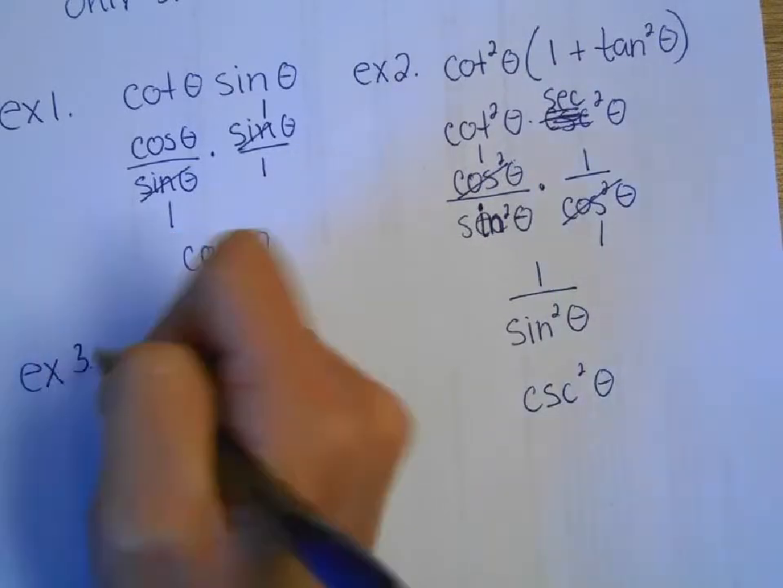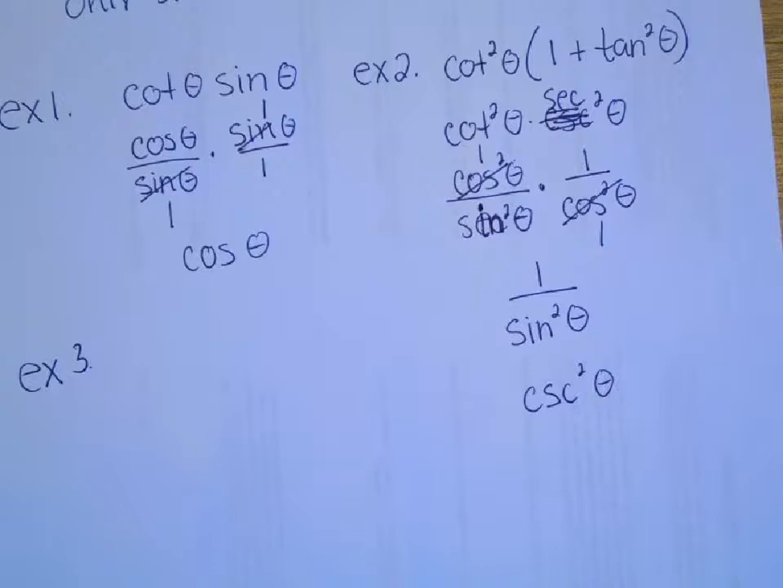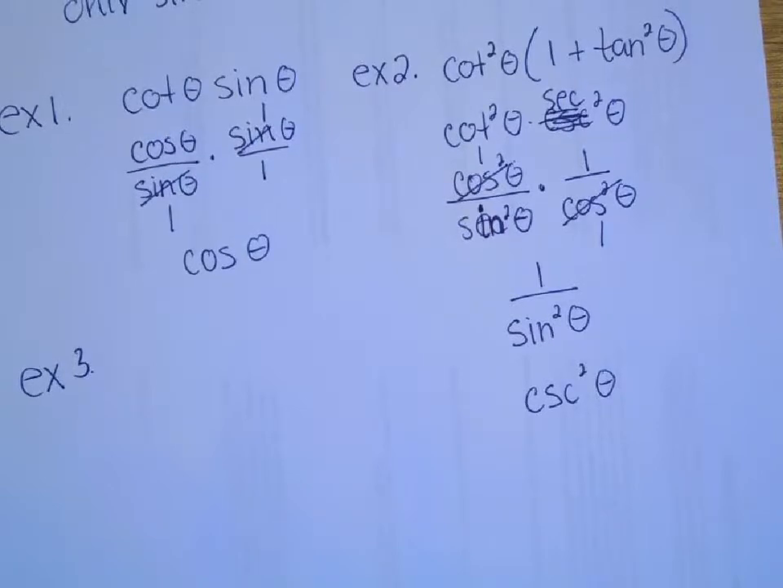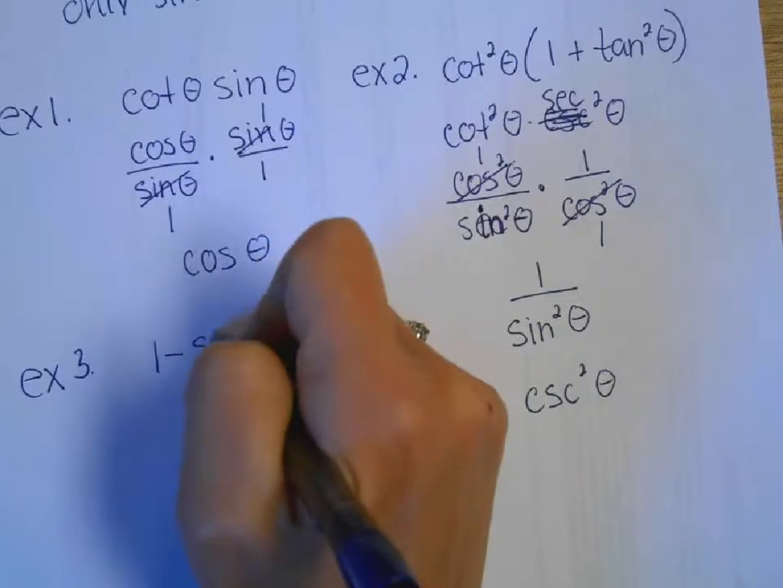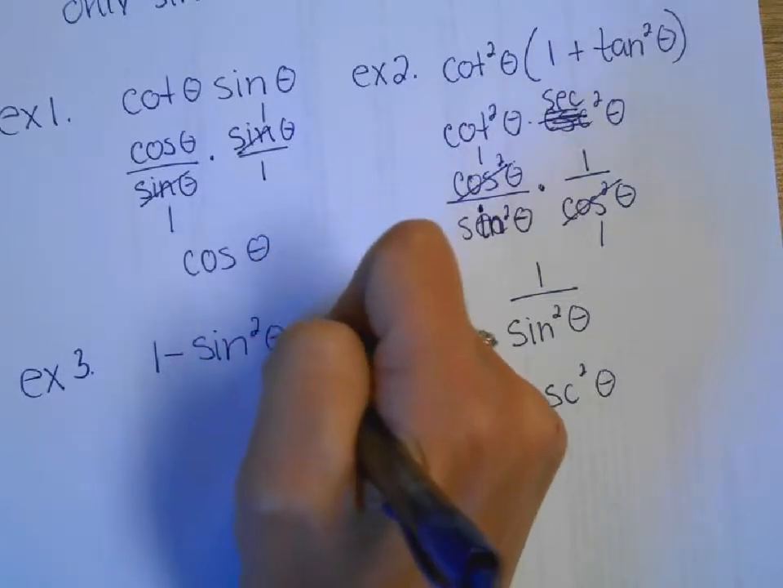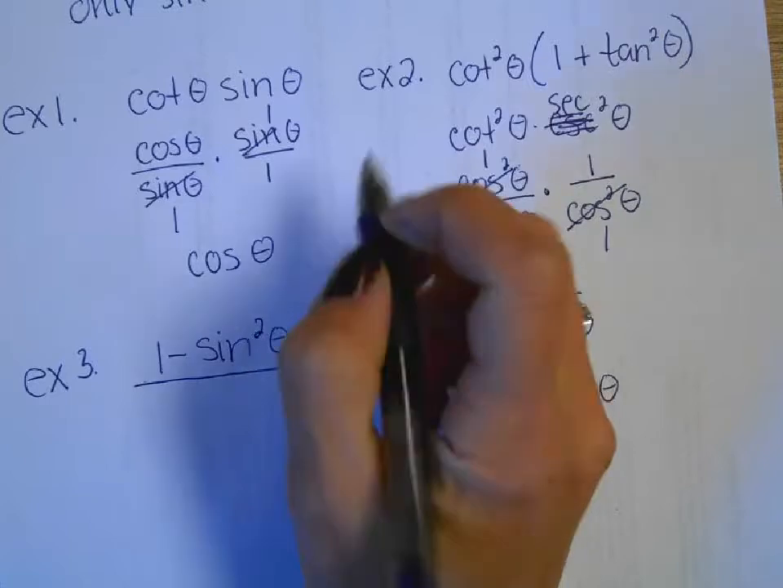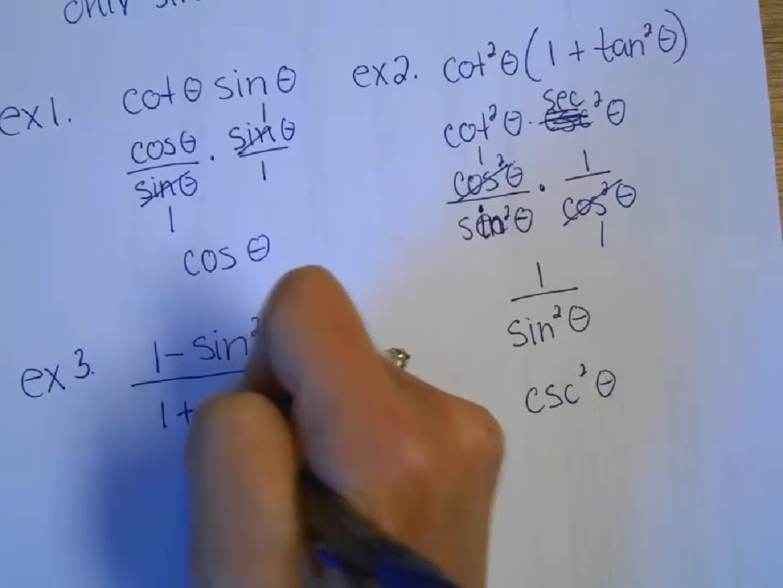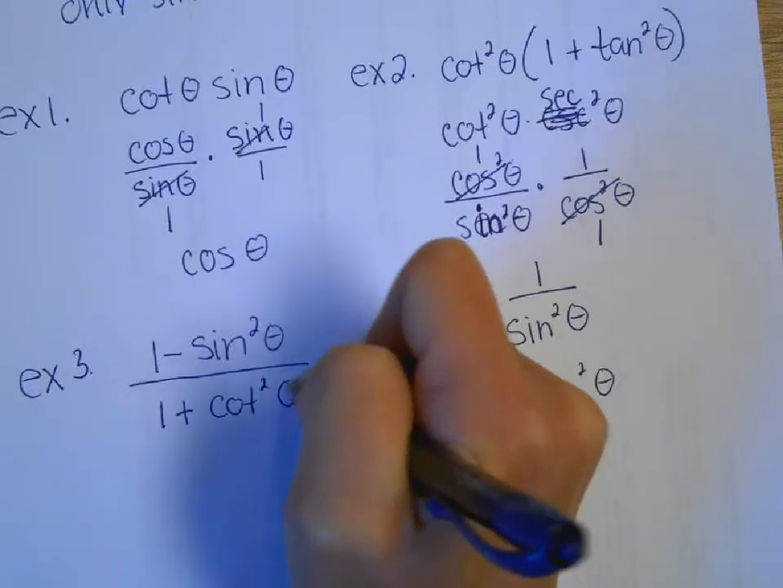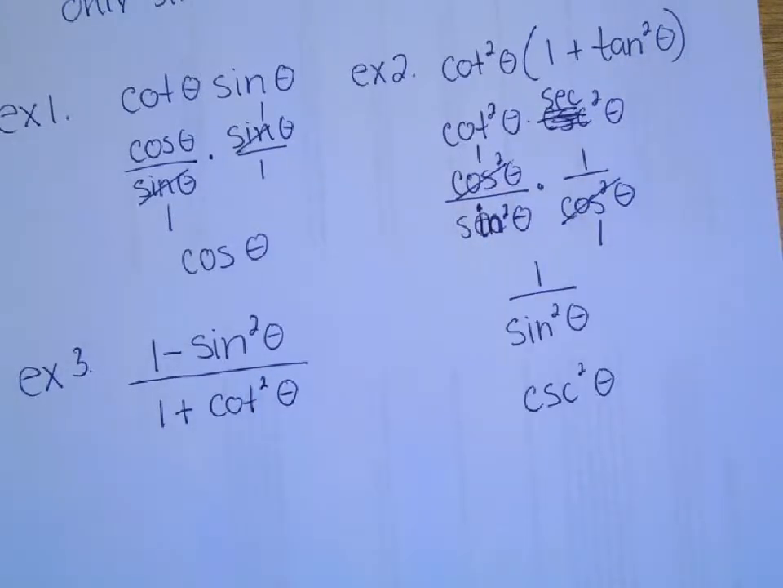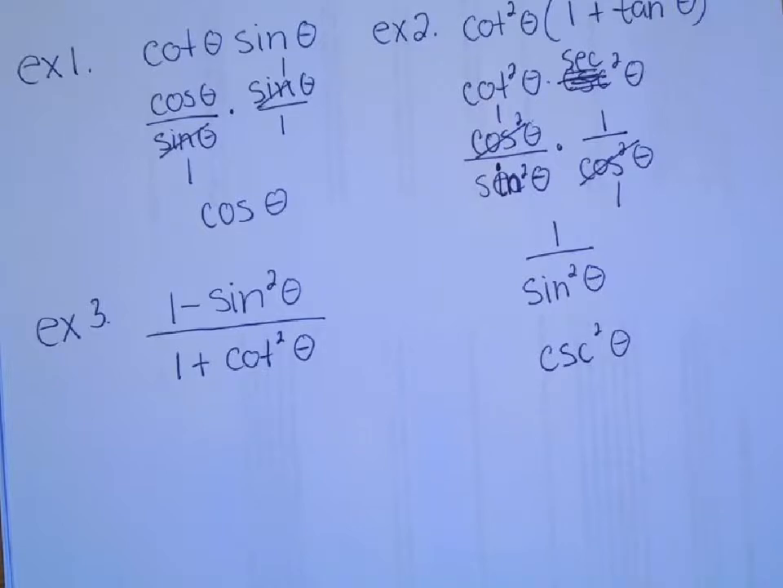All right, number 3. Let's go with 1 minus sine squared over 1 plus cotangent squared. So what did I tell you to look at anytime you've got the squared functions with the 1's attached? Look at those. Look at the Pythagoreans.